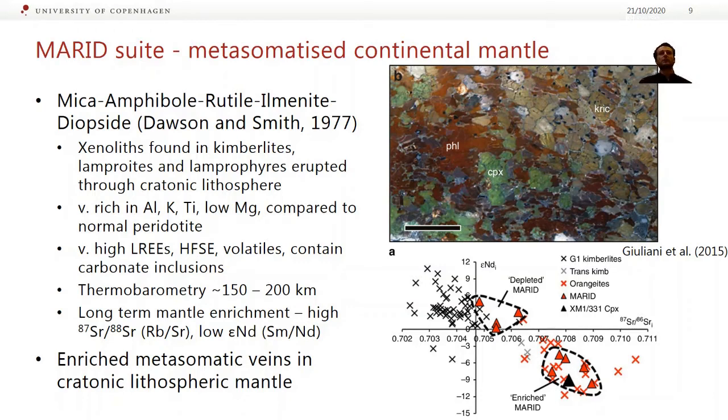which has strontium and neodymium compositions that are more similar to the convecting mantle. And then there's these enriched MARIDs, which seem to be more common, and these are highly isotopically enriched. So these are things that have been metasomatized a long time ago, long enough to develop these isotopic anomalies. So these basically represent enriched metasomatic veins in the cratonic lithospheric mantle.